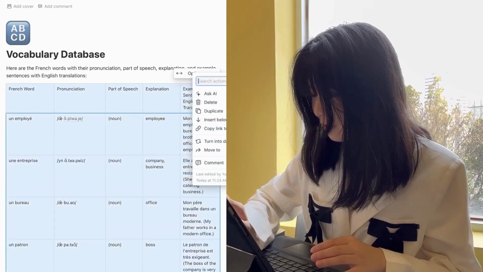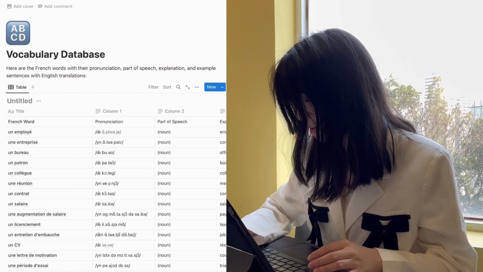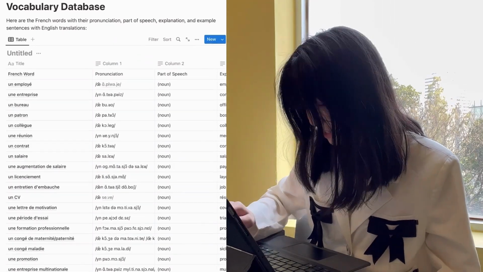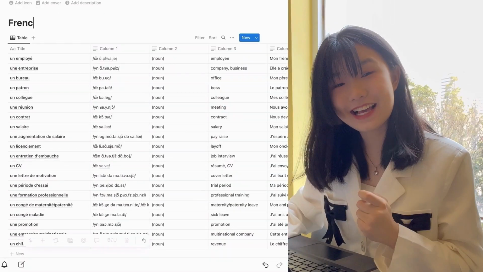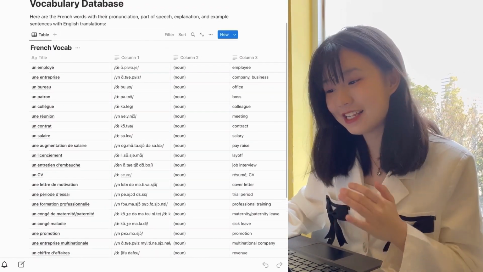Now I'm going to convert this into a database. This is a fantastic function I like a lot. Now I get all my words into a database. The reason why I do this is that it can help me to merge the words from different databases, because there's a function of move to in Notion, and I'm going to show you in a minute.